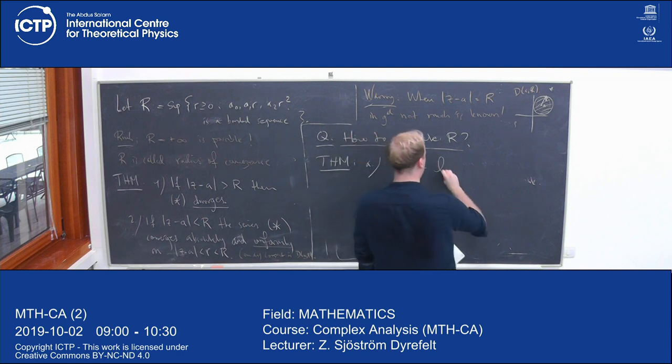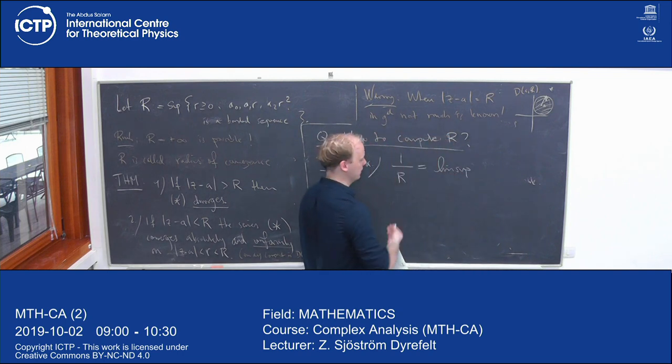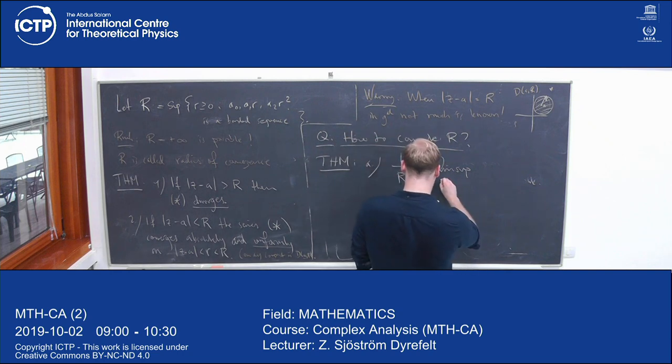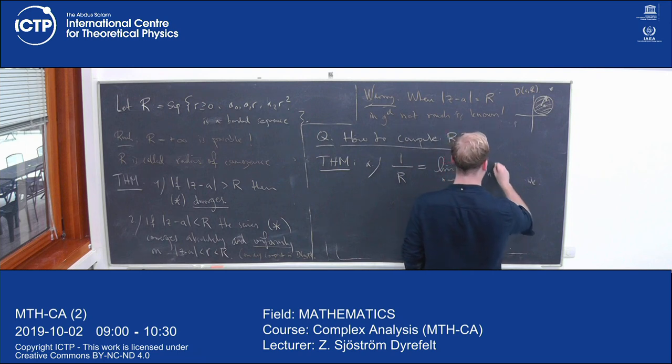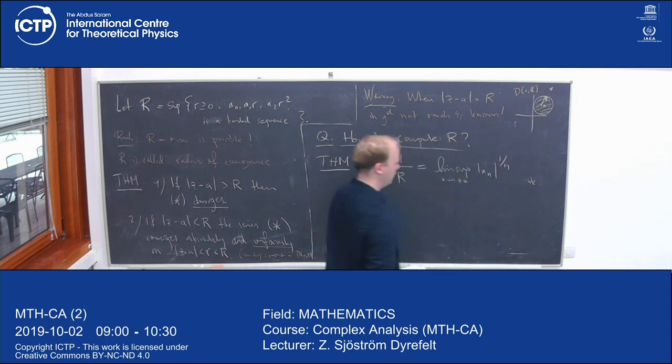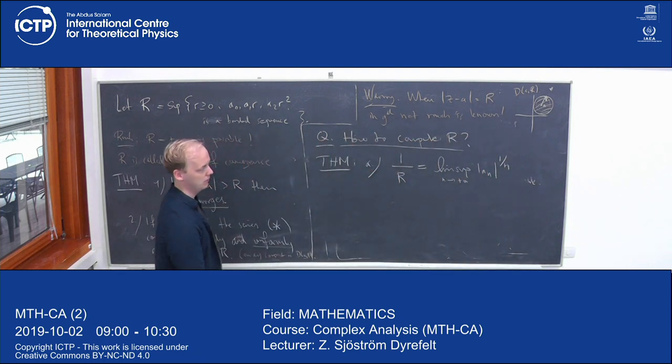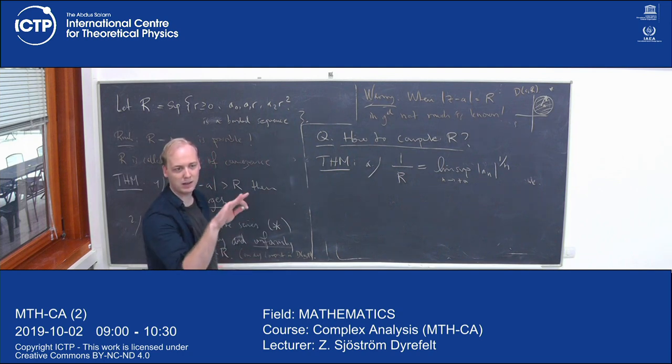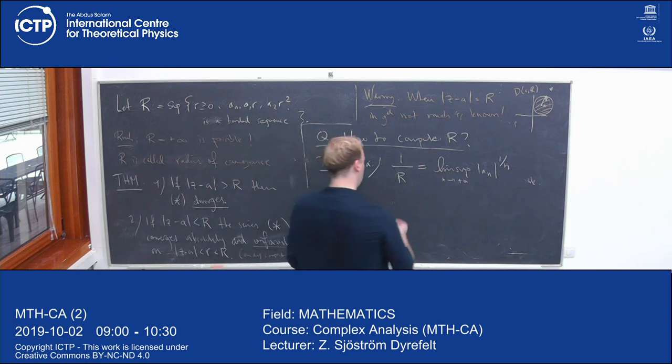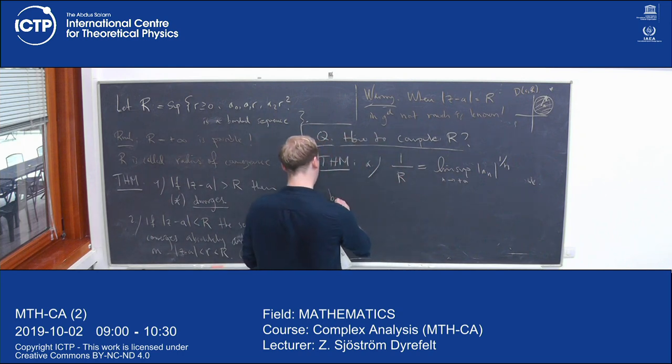So 1 over R. I think you have seen this normally in undergrad, so this is why. So the lim sup as n goes to plus infinity of the absolute value of a_n to the power 1 over n. So you take the nth root. And this is equal to 1 over R.